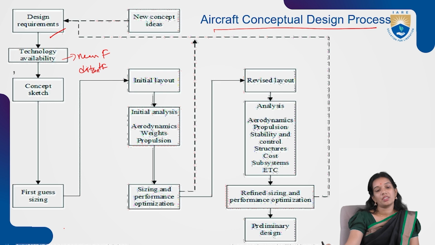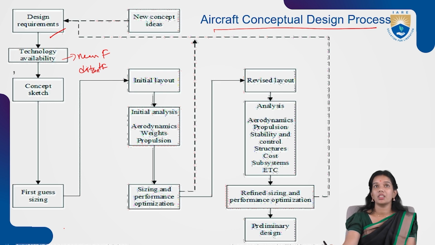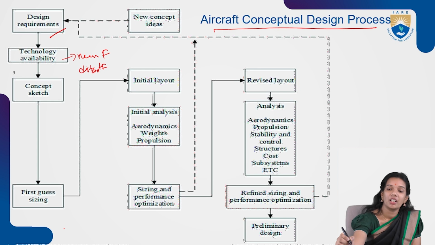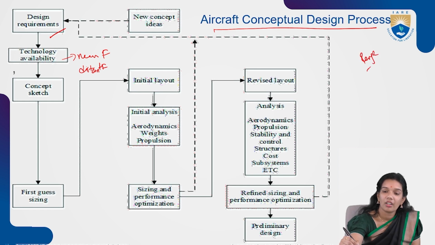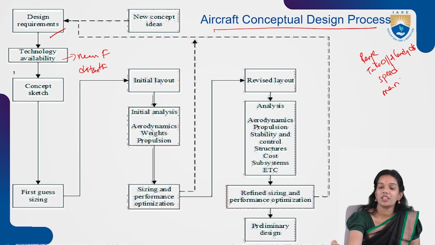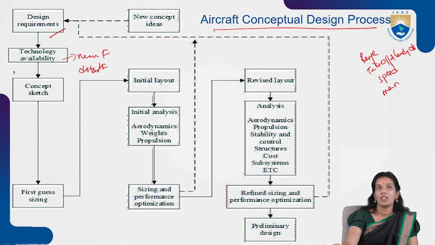Then the design requirement parameters may include certain things, like range, takeoff and landing distances, then the speed of it, and then the maneuverability of it, right? So all these could be the design requirement parameters. Then there could be other parameters, based on other requirements given by civil and military, like landing sink speed, the stall speed, or the reserve fuel. So all these parameters are also taken into consideration at this particular stage.